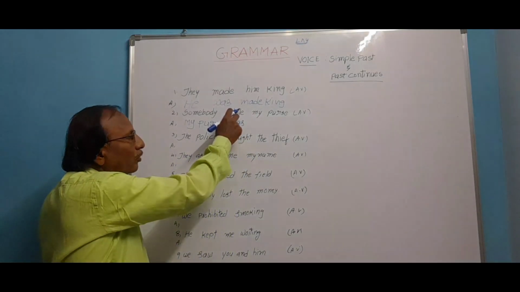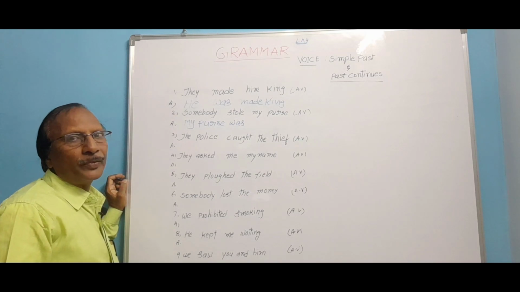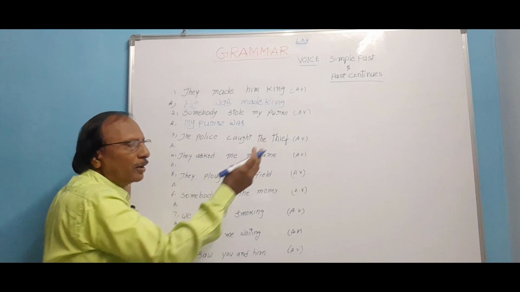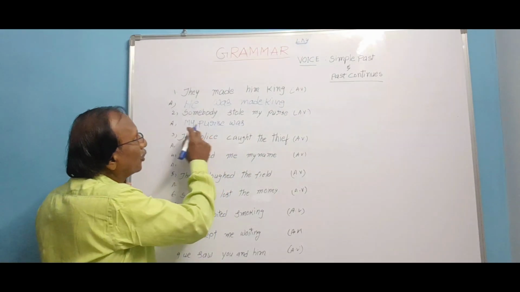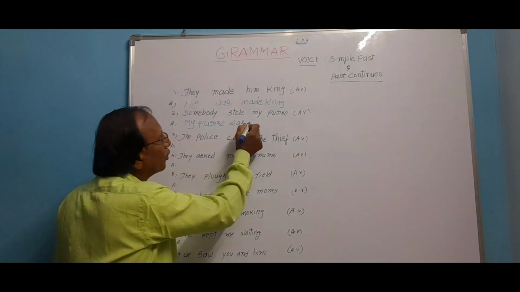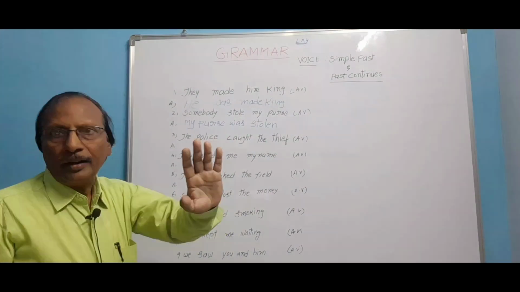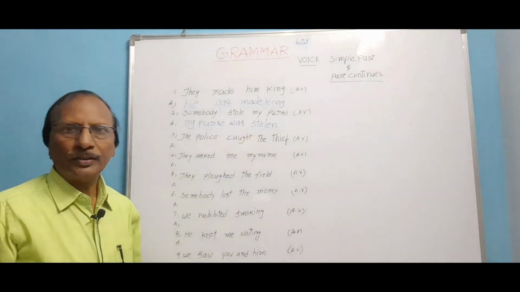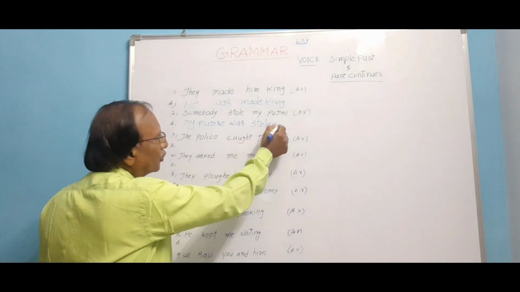Look here, stole is V2. Verb 1, verb 2, verb 3. What is the plain verb of stole? Steal, S-T-E-A-L. Plain verb steal, stole, stolen. So we have to write here in passive form V3: my purse was stolen. And by somebody, we need not write by and somebody. It is understood. My purse was stolen, that's all.